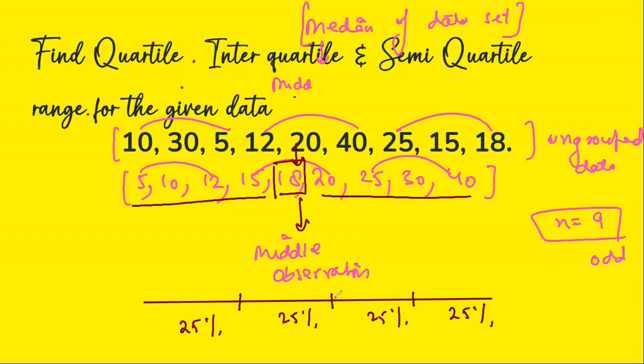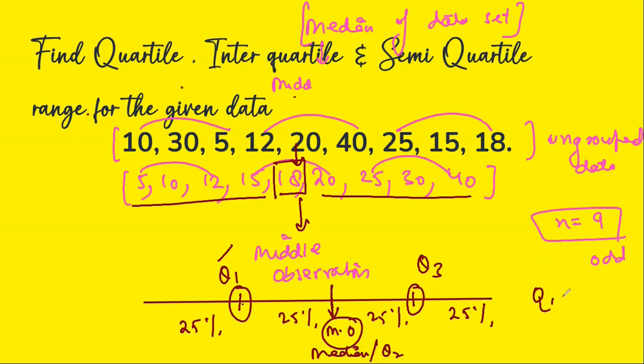Now, what does this line mean? This middle line is the middle observation, which is called the median. The first point is called Q1, the median is called Q2, and the third one is called Q3. So Q1, Q2, and Q3 are all the quartiles.